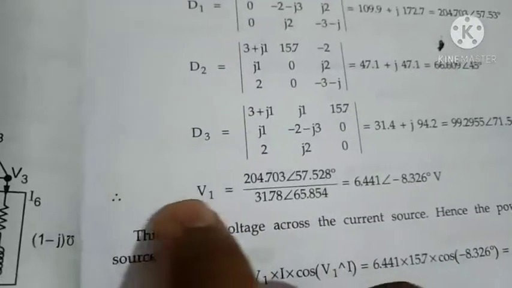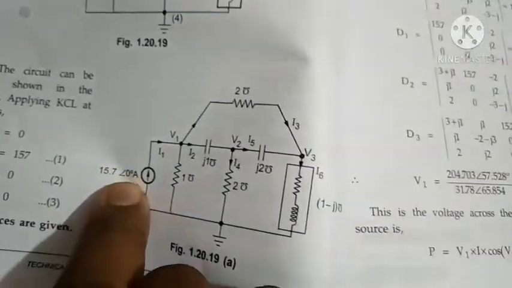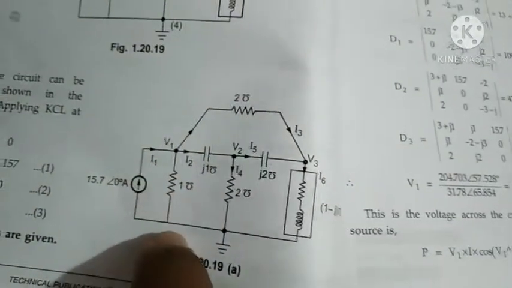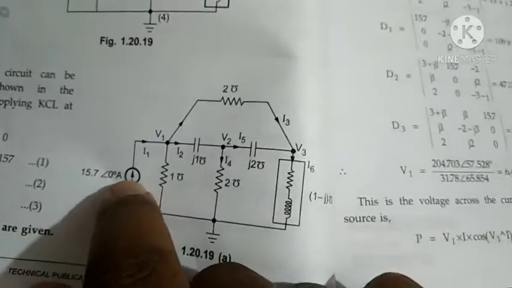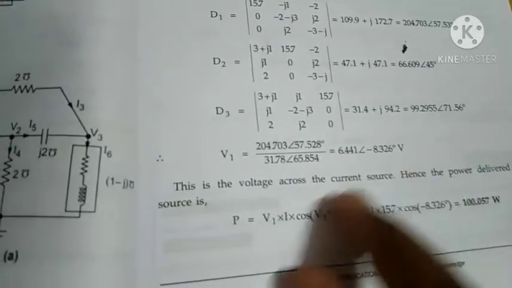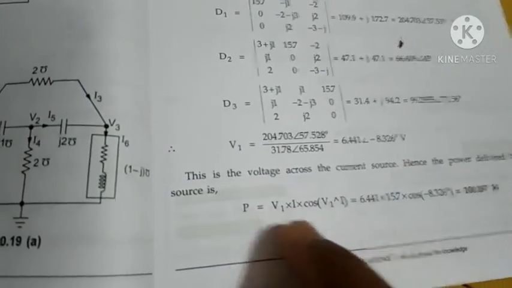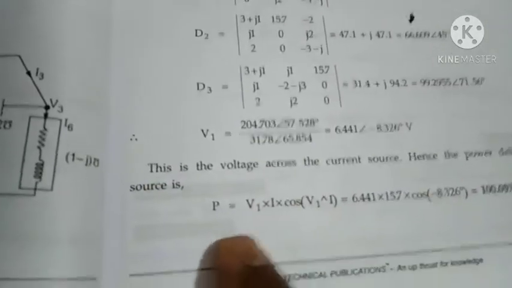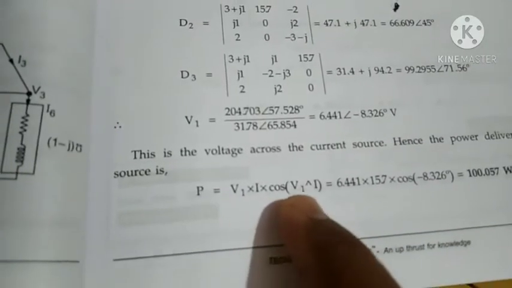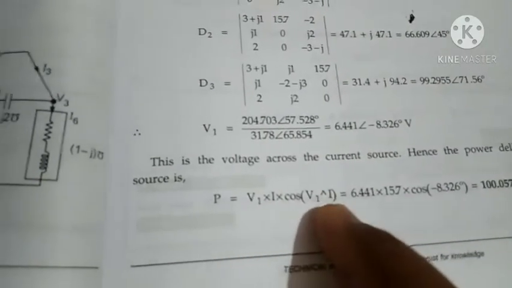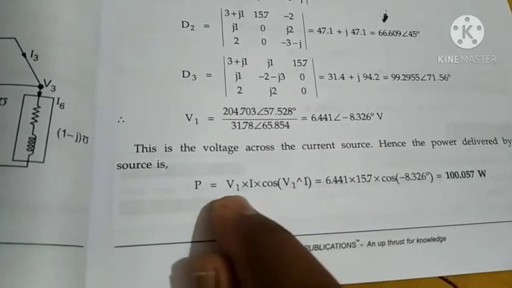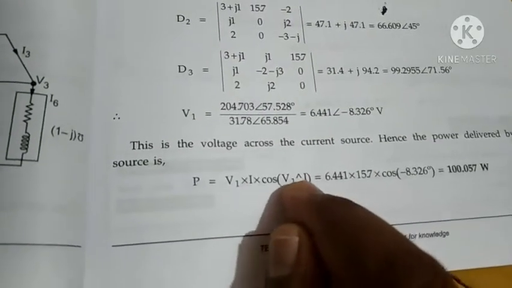Here we got the value of V. The current they have given is 15.7. The voltage connected to this is V1 minus 0, so the voltage connected to this is V1. Okay, so V1 value we know. The power is given by the value V into I cos theta. This is the formula for the power. Cos theta, where theta is the angle between voltage and current.